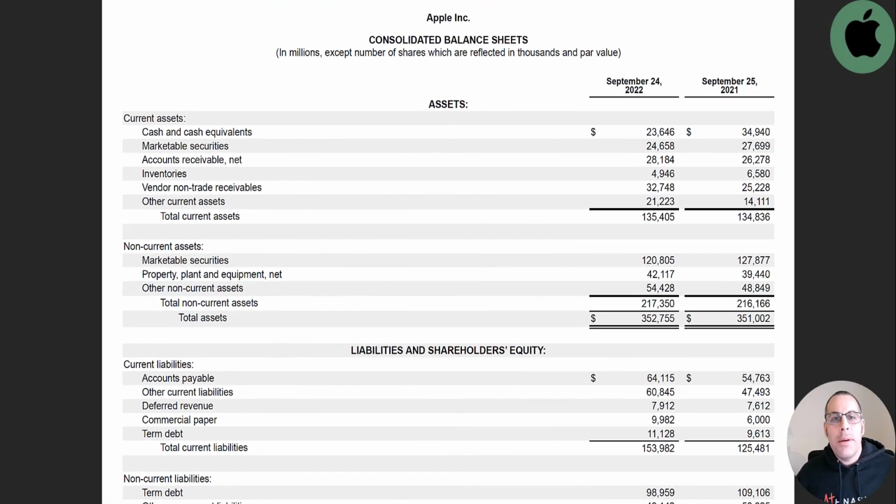The two most popular financial statements are the income statement and balance sheet. The balance sheet is like the net worth for a company.